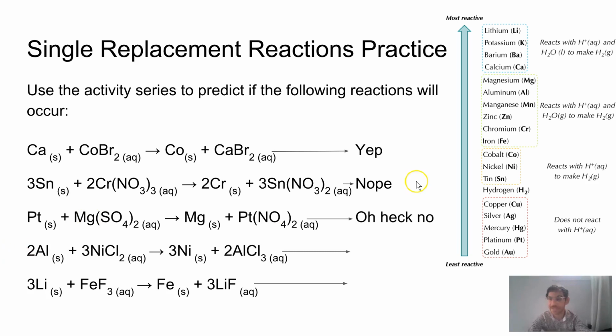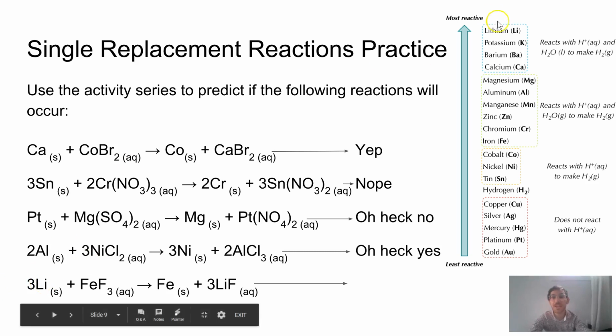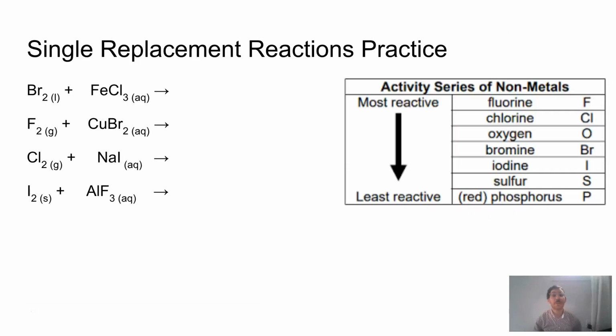What about aluminum and nickel? Aluminum is here. Nickel is below it, so free aluminum will be able to kick nickel out of a compound. Yep, that's going to happen. And lithium, we know, is our top dog, so if you see lithium as a free element, it will always be able to react. Now let's talk about the reactivity of our single replacement reactions.